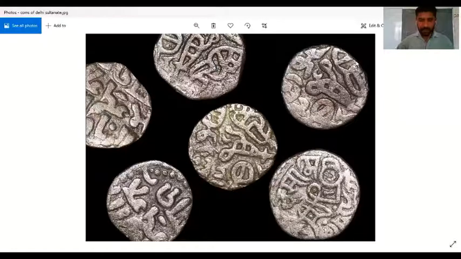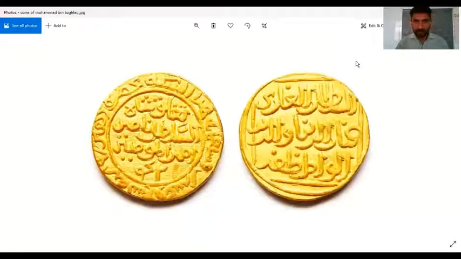Here you can see some important sources related to the medieval age. These are the coins issued by the later medieval age dynasties, the Muslim rulers in India. Okay, here you can see beautiful coins. These are also golden coins. You will learn about a very educated king, Muhammad bin Tughlaq, who issued gold coins.